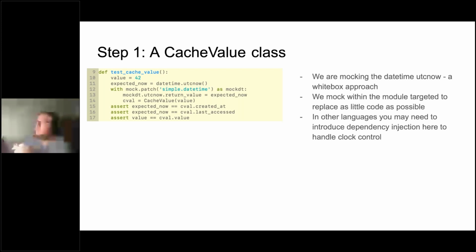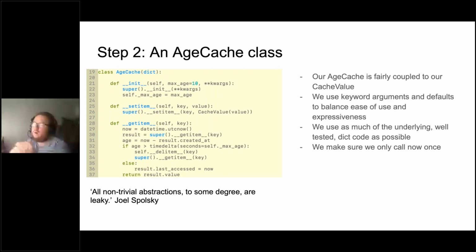So let's take the other half of the problem and start working on that. So we've got what we think our cache value is going to look like. We've built that up, and now we've got an age cache. So this is just the implementation of 0.2. If something's too old, then it doesn't get a hit on the cache. So the first thing to notice is this age cache is pretty coupled to our cache value. Basically, the caller of the age cache uses any value that they want, and we turn it into a cache value under the hood. So we have to know a fair amount about the implications of cache value.